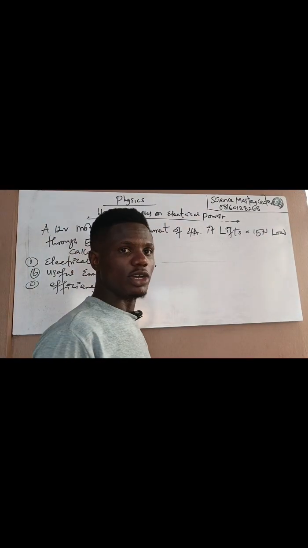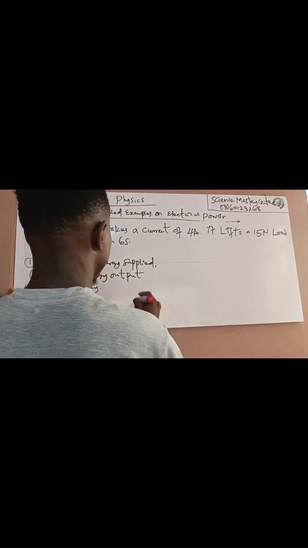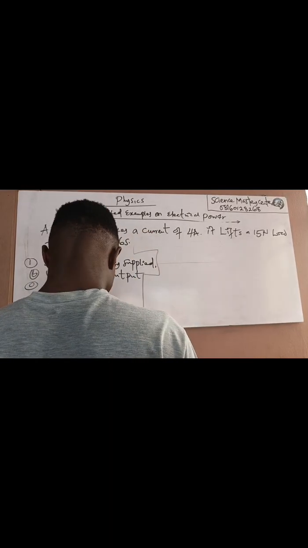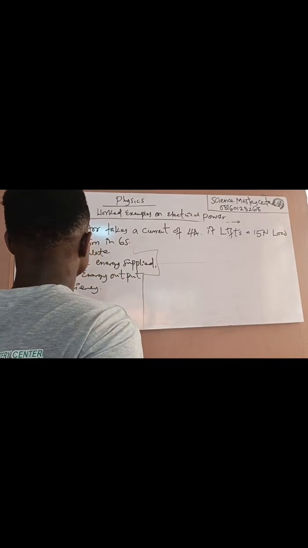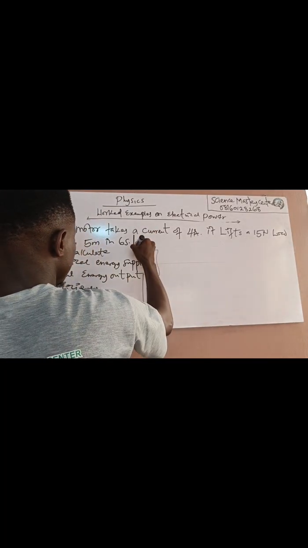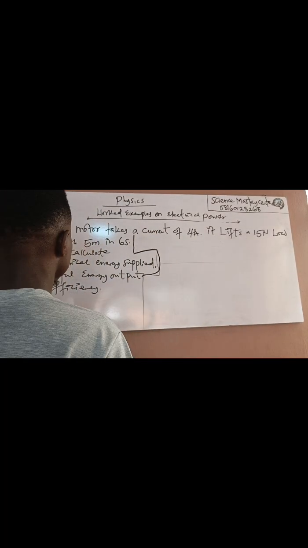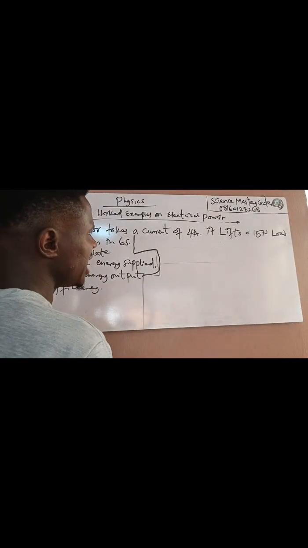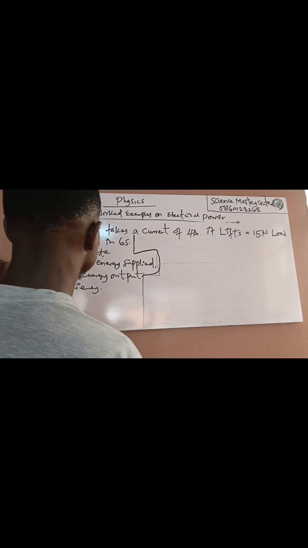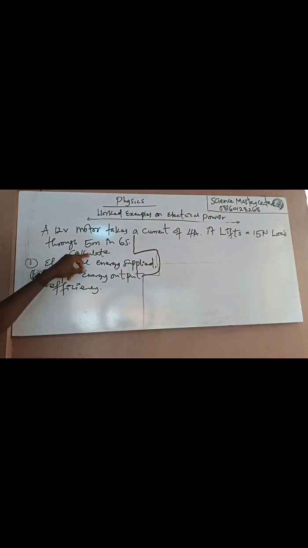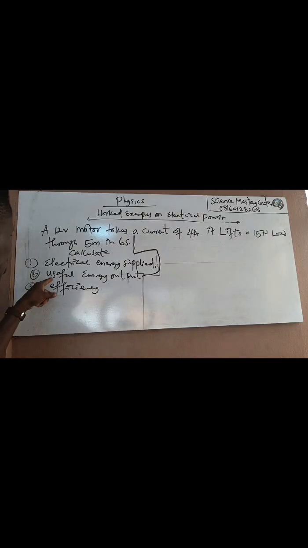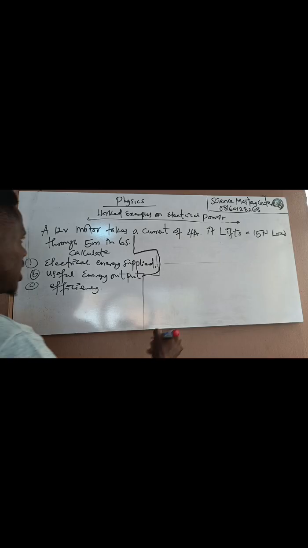Okay, so this is number 3 question. Remember, we are looking at a typical WAEC question. So let's solve this together. They said a 12V motor takes a current of 4 ampere. It lifts a 15 Newton load through 5 meters in 6 seconds. Calculate one, the electrical energy supplied, that's the energy in. Two, the useful energy output. Third, efficiency.